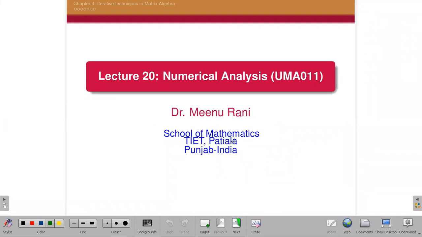So this is our second lecture on the fourth chapter. In the earlier lecture, we discussed the concept of norm that is used in the procedure of iterative methods. We will use the iterative method to solve the linear system of equations only. And we have discussed one method also, that is the Jacobi method.